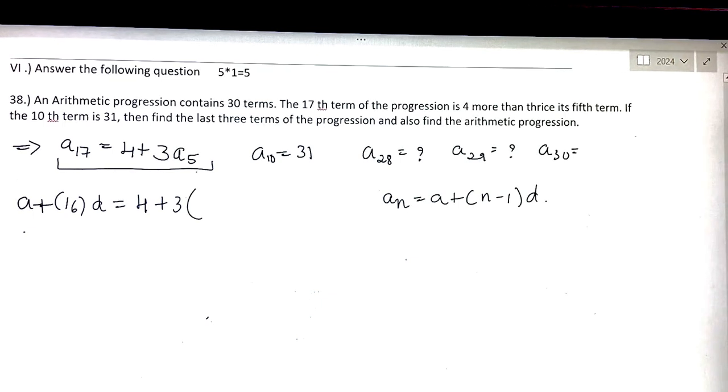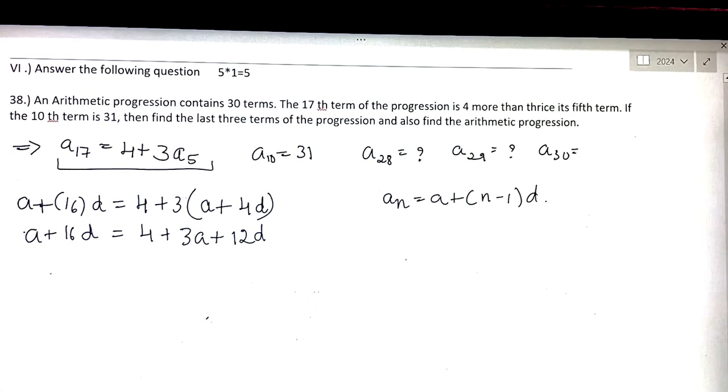When it is A5, what is the n value here? n is 5. So when we apply the formula here, a plus 5 minus 1 is 4d. So a plus 16d is equal to 4 plus 3 into a, which is 3a, plus 3 into 4 is 12d.